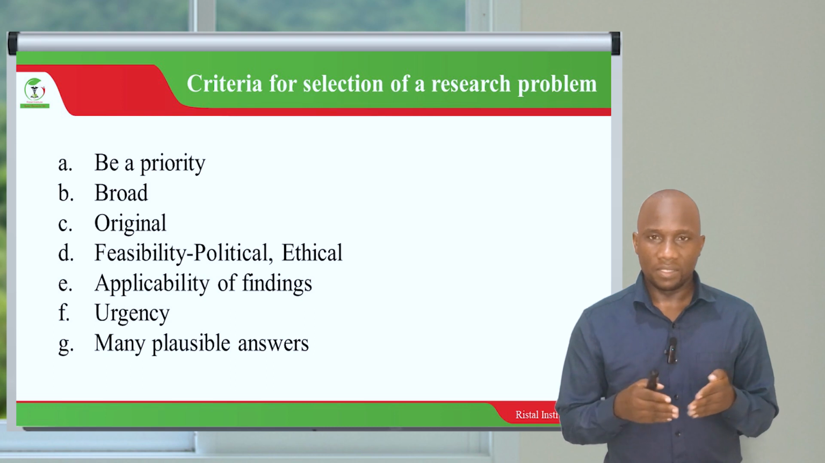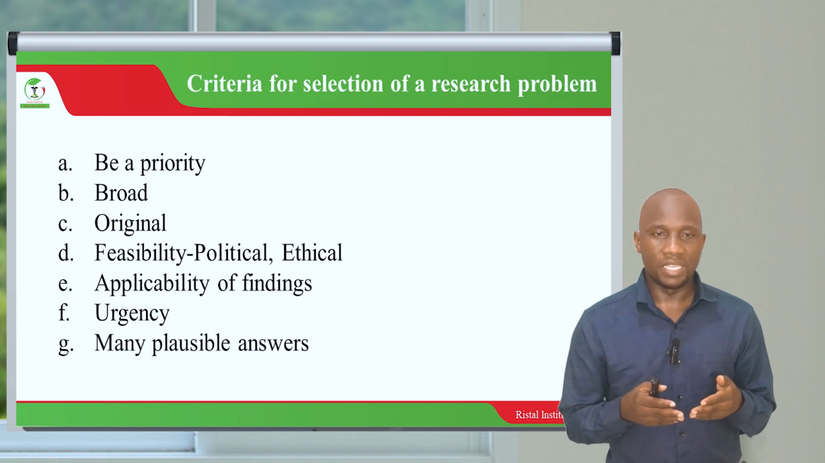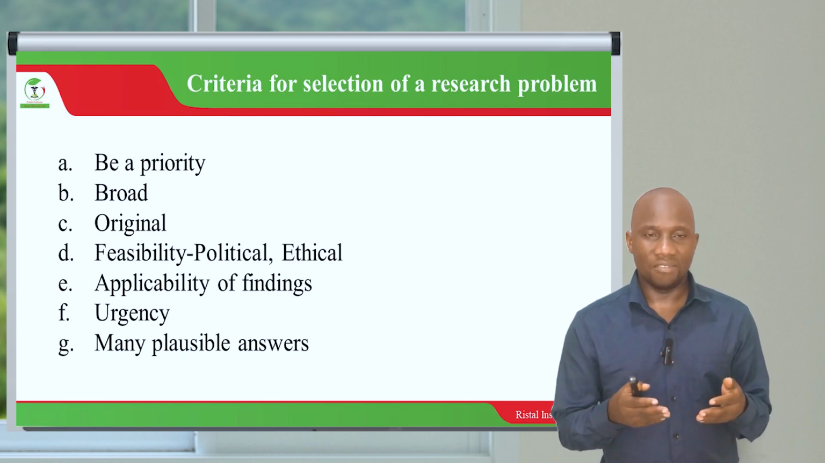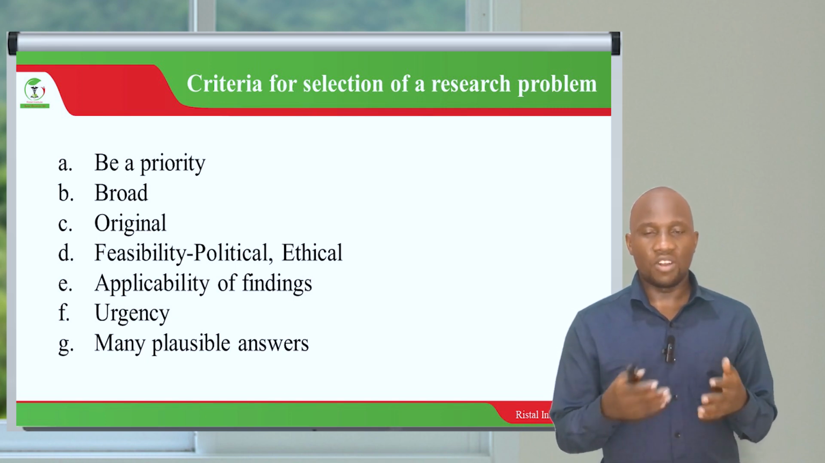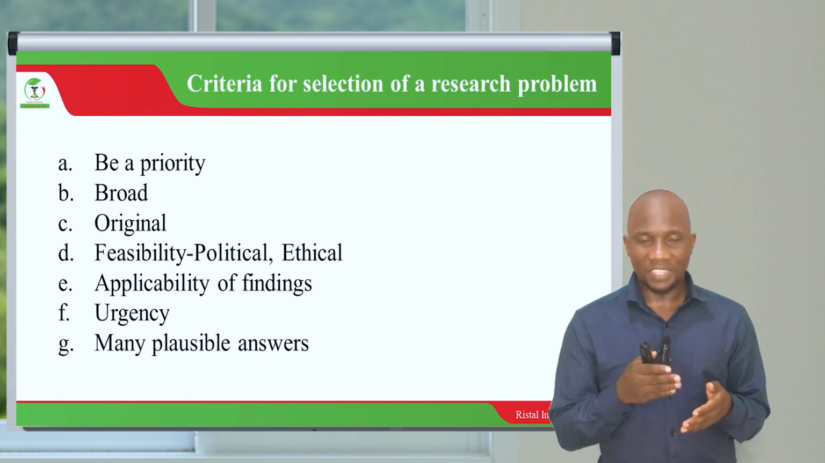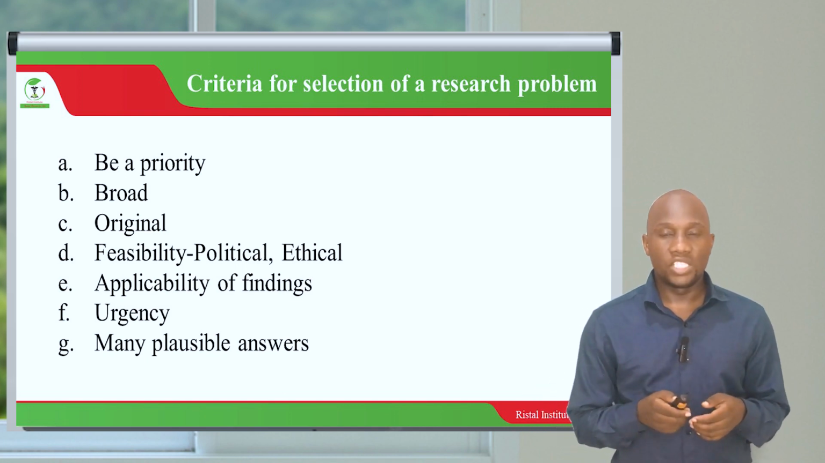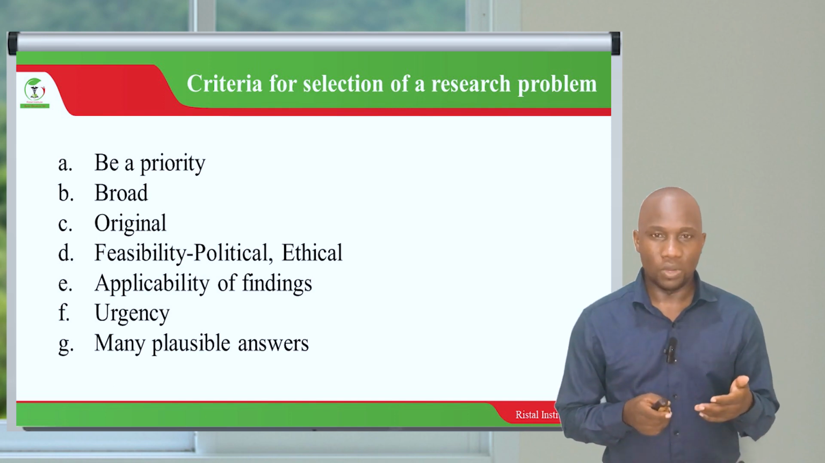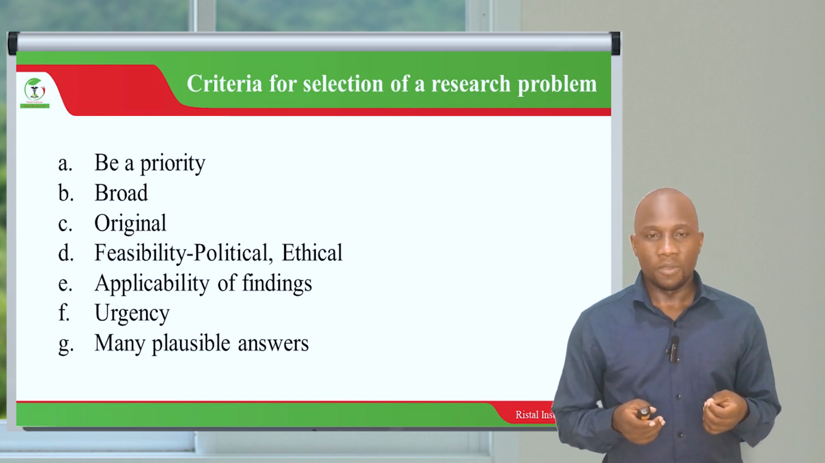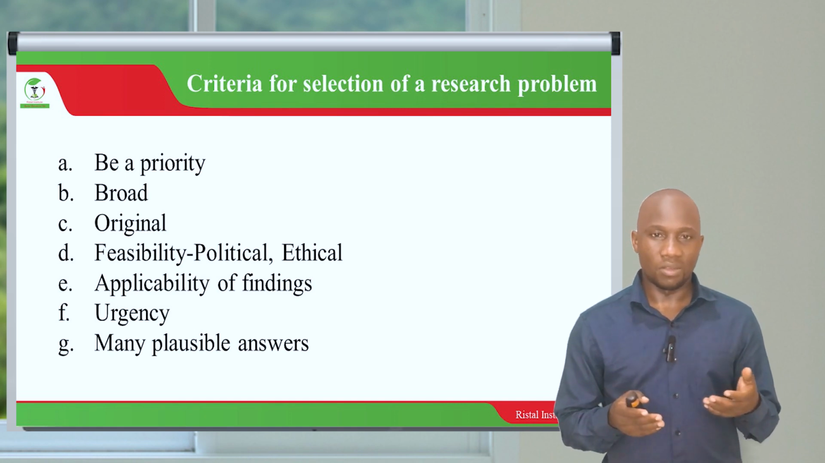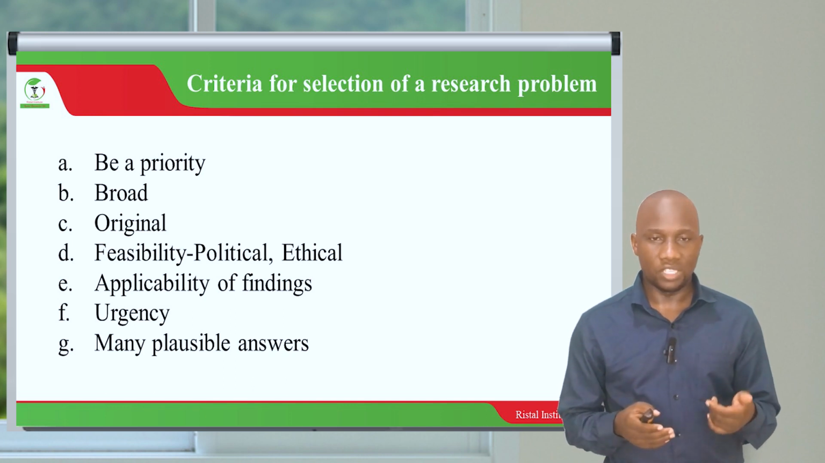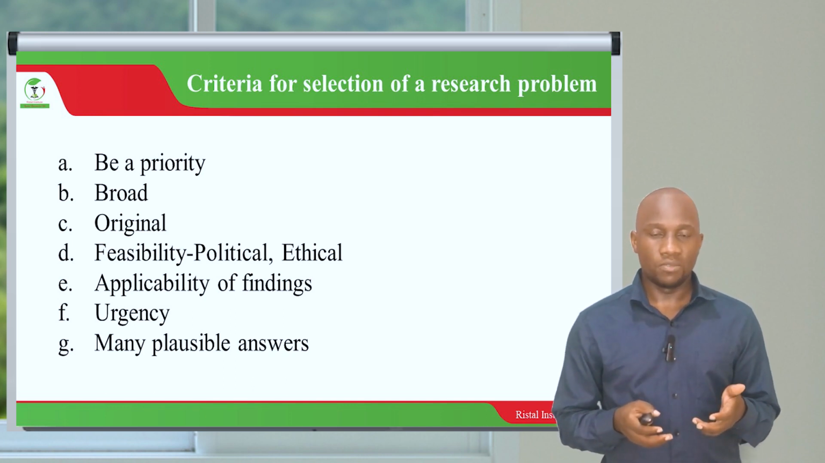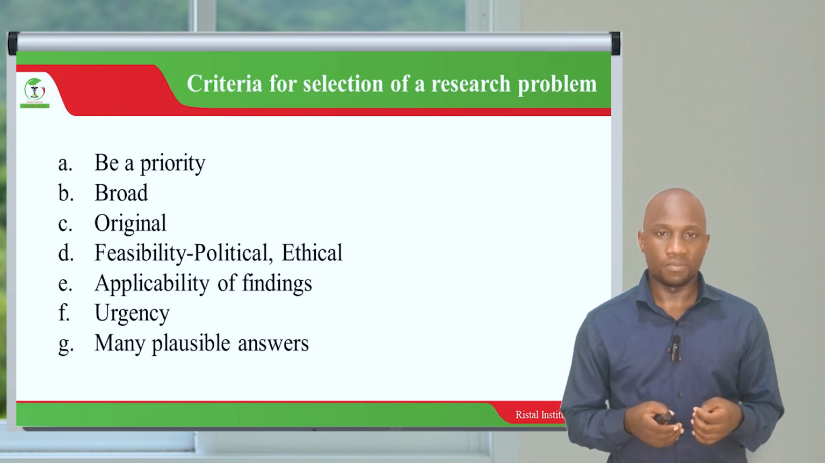Research requires resources for you to be able to conduct it, and therefore you need to look at issues to do with feasibility. Is it practical enough? Do you have the resources to undertake that research? Given the political environment in which you want to conduct research, is it actually suitable for you to conduct research on particular problems? You don't want to run into problems with authorities because of how sensitive a given research problem is to the political elite. And then also, you don't want to conduct research that is unethical.